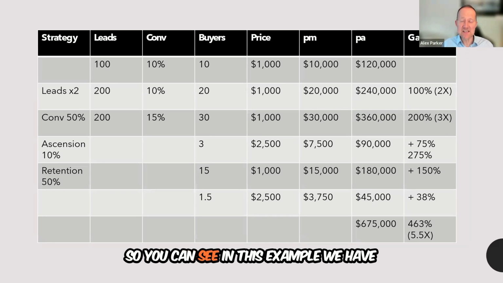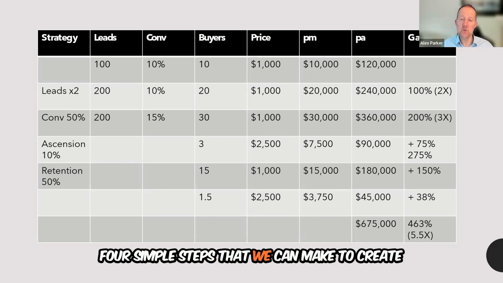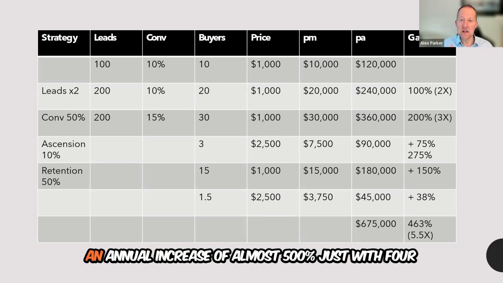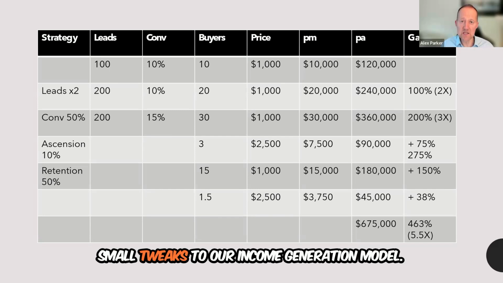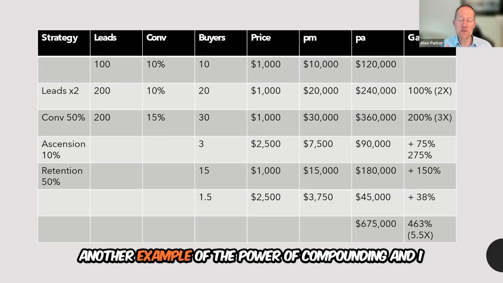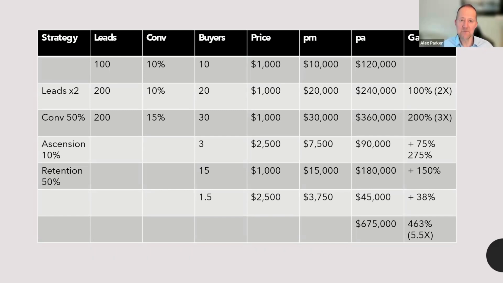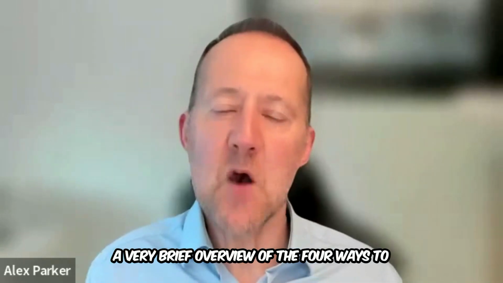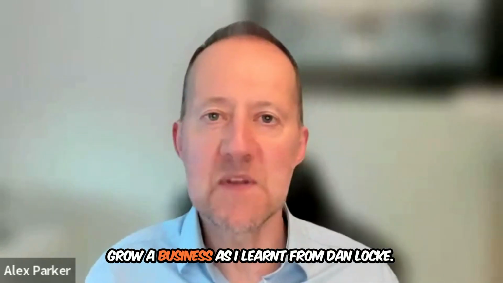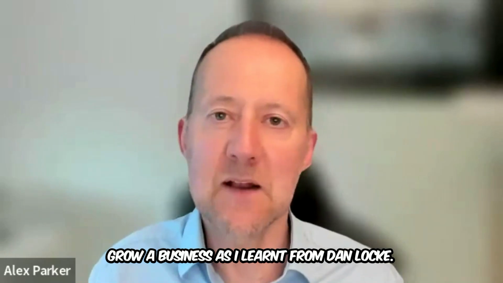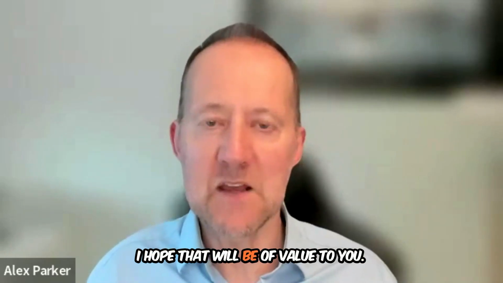So you can see in this example, we have 4 simple steps that we can make to create an annual increase of almost 500%, just with 4 small tweaks to our income generation model. So very powerful, another example of the power of compounding, and I very much wanted to share this with you today. So there you have it, a very brief overview of the 4 ways to grow a business as I learned from Dan Lok. I hope that will be of value to you.